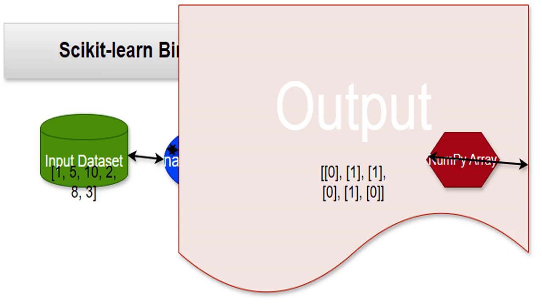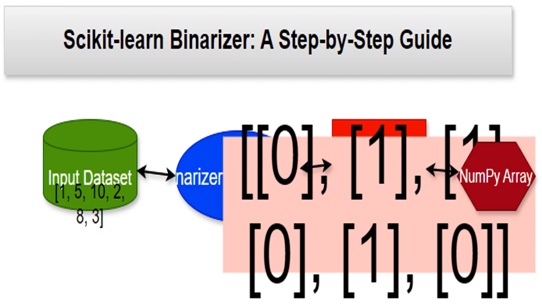This line serves as a heading to indicate that the following line will show the result of applying the binarizer. The output will be the transformed data, our original numerical data converted to binary form. Let's see the results.